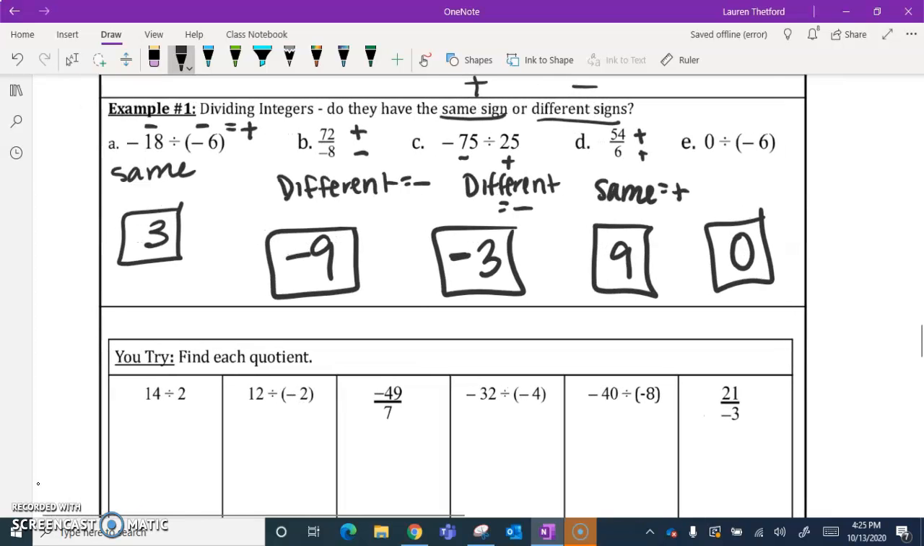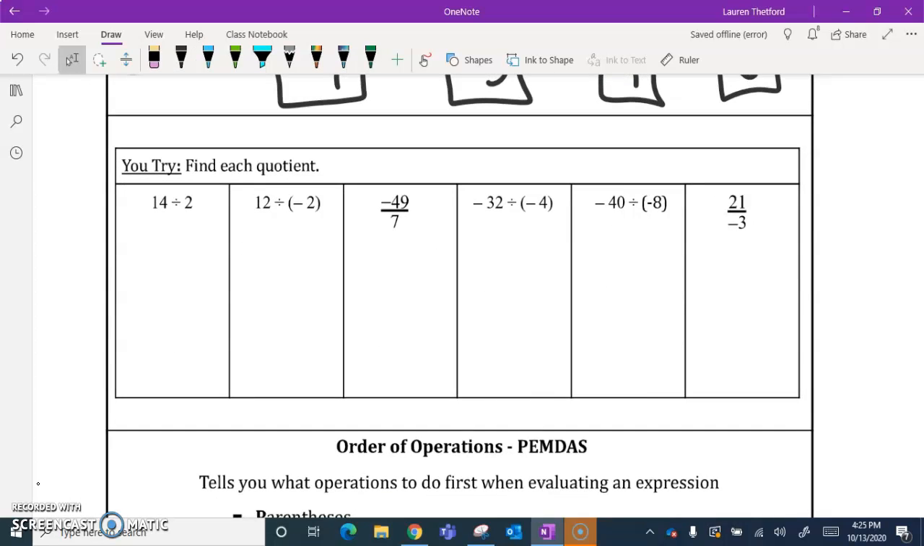So you are going to give the rest a try. You try the ones below and then move on to the next video.